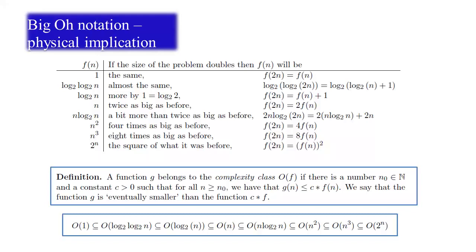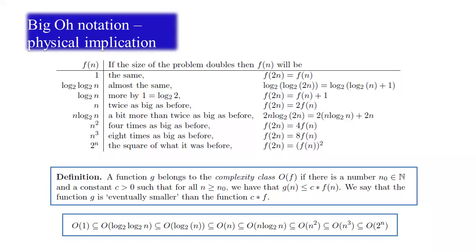Now what about n? If it is O of n, then if the problem size doubles, I know that my complexity is going to double. In the same way, for square, cube and exponential, you can try to understand the qualitative statement.